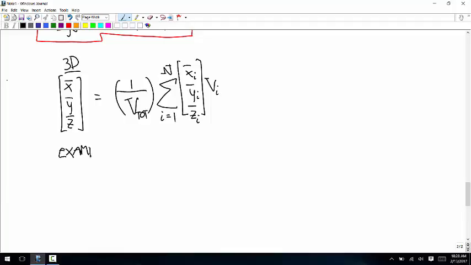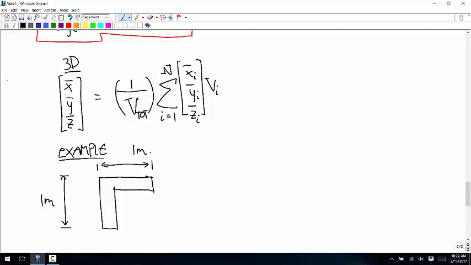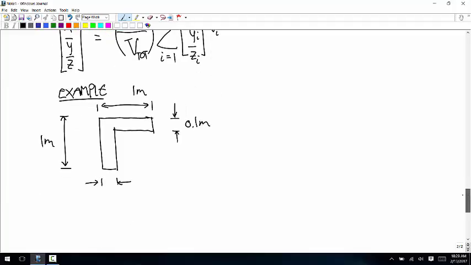Okay, so let me do a 2D example. So let's say we have a shape like that. Where this is 1 meter and this is 1 meter. And the thickness for the whole thing is 0.1 meters. And let's say our centroid is down at this corner. And in that coordinate system, we want to come up with the coordinates of the centroid of this whole shape.